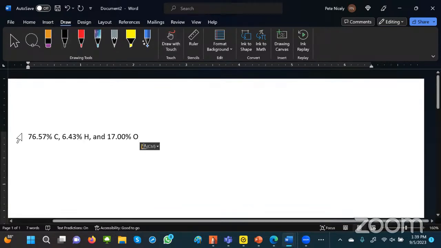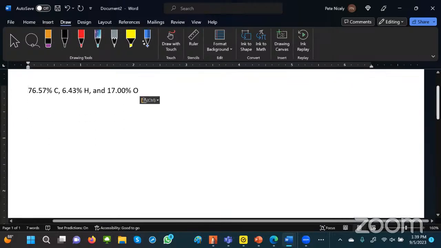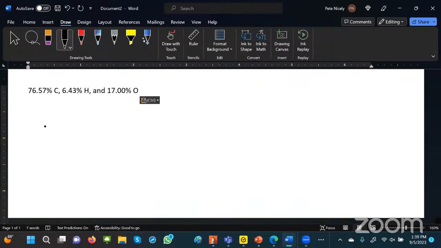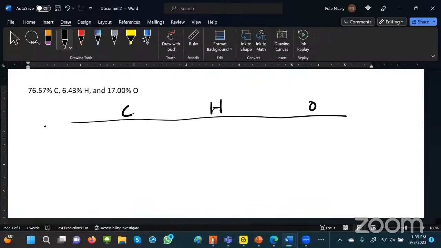Okay, so this is the data that we're given for the percentages of each element present. Let me just show you how to do this problem. What I'm going to do here is construct a table where at the top, I'm going to have the three elements involved, carbon, hydrogen, and oxygen. And the first row in this table is where I'm going to record the masses. Now remember, we're given percentages here for carbon, hydrogen, and oxygen, right?